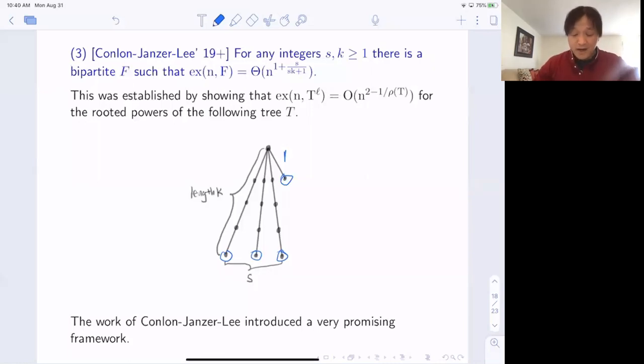Now, you may feel that this tree is a little special, but it actually gives you a nice two-parameter sequence, because you can change s and you can change the length k. Just by varying s and k, you get lots of different exponents. And more importantly, the work of Conlon, Fox, and Li introduced a very promising framework which subsequent work is based on. The significance of their result is really the framework they set up, the method they introduced.